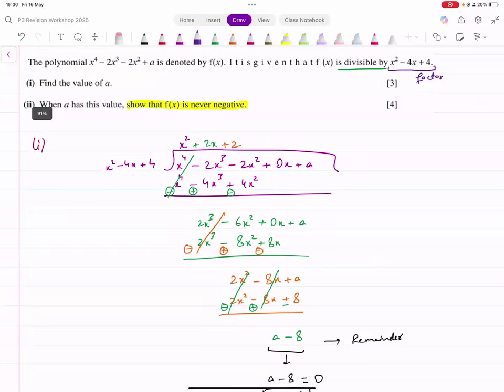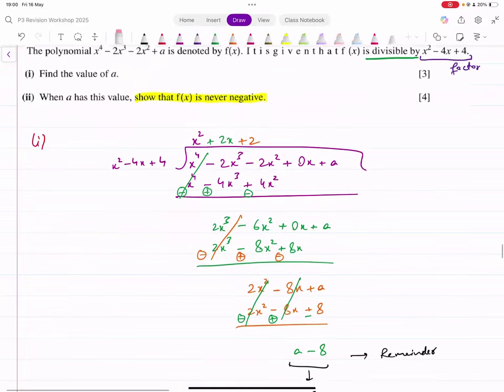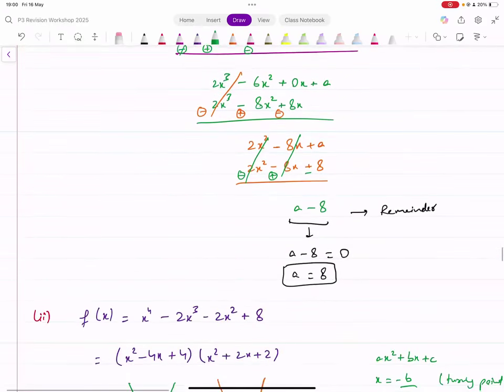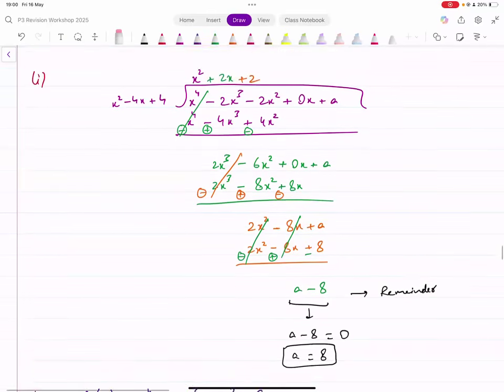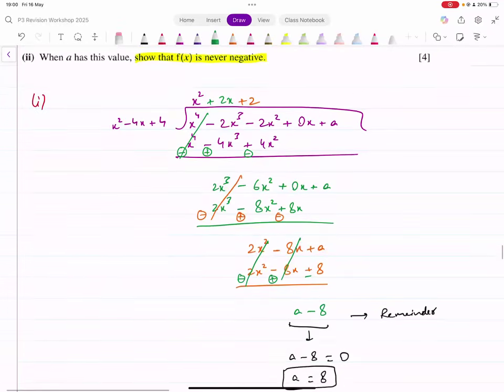But then it says, show that f of x is never negative. Now they're saying, show that this polynomial is never negative. Okay. Now, how do you do that? You're not going to say that this is greater than or equal to 0 and find the value of x from that. We are not looking for some values of x for which this is not negative. We have to prove in general that this is never negative. It's not given that it's not negative. They want us to prove that it's never negative. How do we do that?